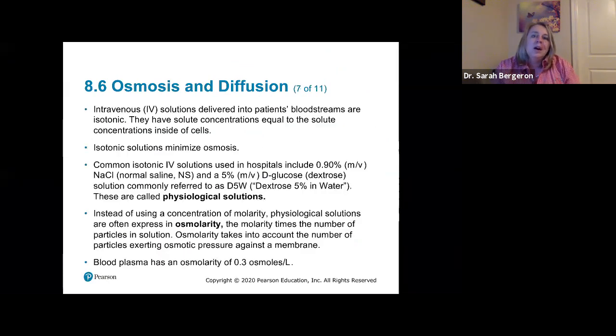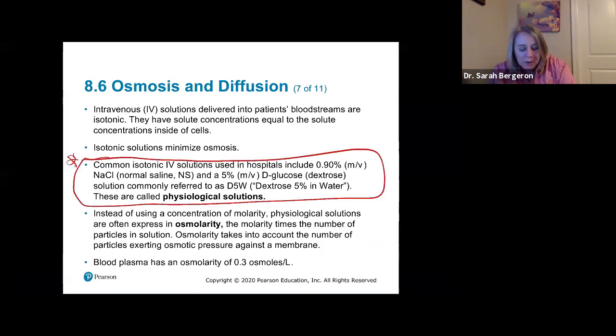Okay, so when we have patients, we have to make sure that whatever fluids we put into their body are isotonic to what's going on in the patient. We have to make sure that those IV solutions have the correct solute concentrations equal to what's inside of their cells. So if you have an isotonic solution in your IV bag, you're going to minimize osmosis. You're not going to have water crossing the membranes, right? This is something you need to know. You need to know the common IV solutions.